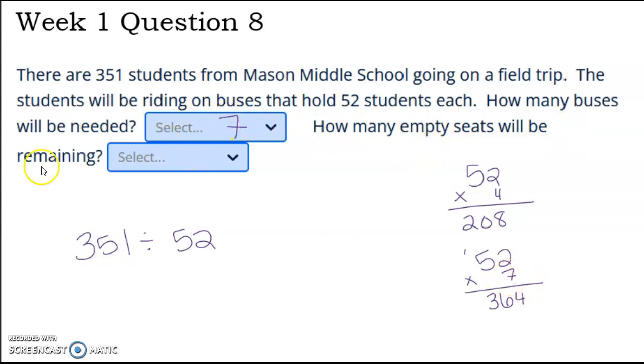And then how many seats will be remaining? Okay, so we now have room for 364 kids. We filled 351 seats. So how many will be remaining? This is a simple subtraction problem. 4 minus 1 is 3. 6 minus 5 is 1, and 0. So 13. We will have 13 empty seats.